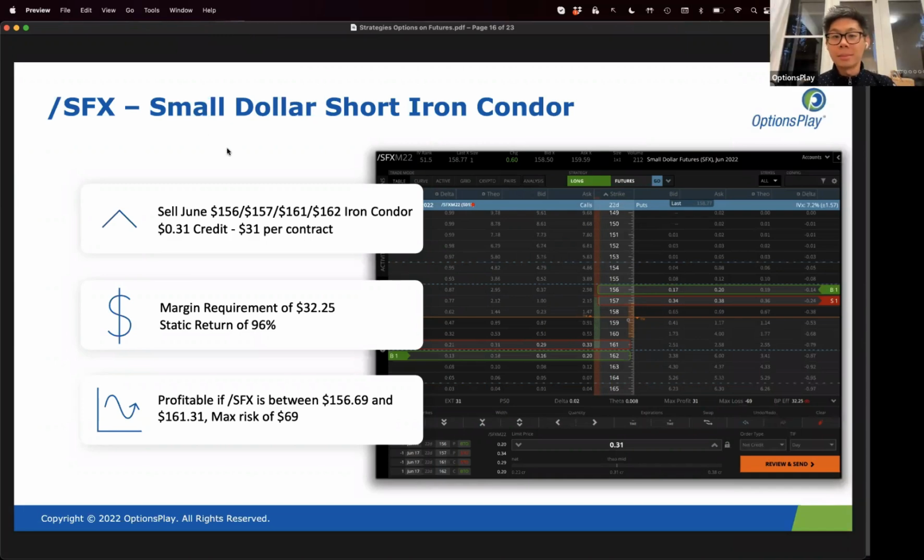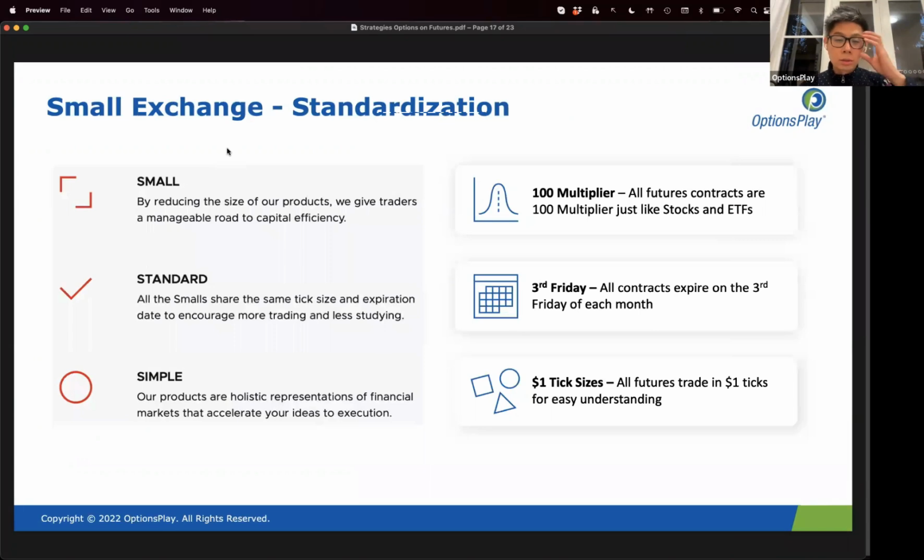Okay, and I'm back. So what I want to wrap up the session with is an understanding of the small exchange and the standardization that they have now applied to options on futures that we didn't have prior to the small exchange. Because if you're trading options on futures, there were a lot of new things that you had to learn if you were coming from the equity options world.